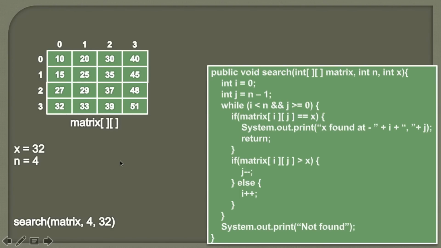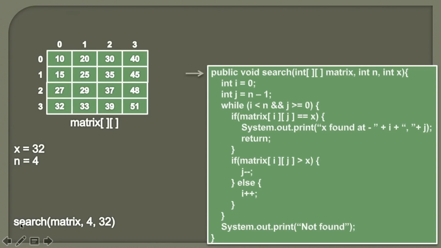Friends, there is an inefficient solution, that is using two for loops. What we do is compare 32 with each and every value of this matrix and see whether the element is present in the matrix or not. This is an inefficient approach because the time complexity of this solution is O of n square. Since this matrix is sorted row wise and column wise, we can use that property to write efficient code. So let's see a demo of this algorithm.